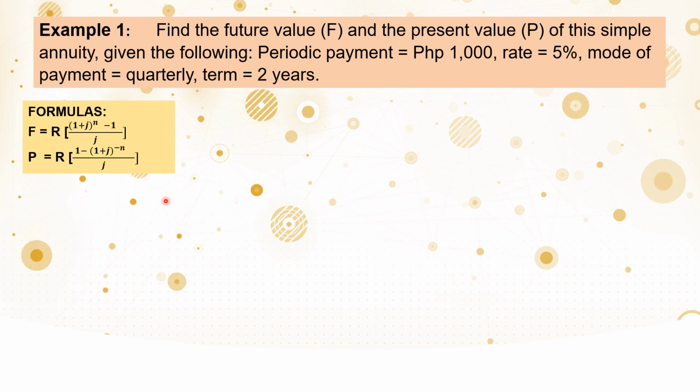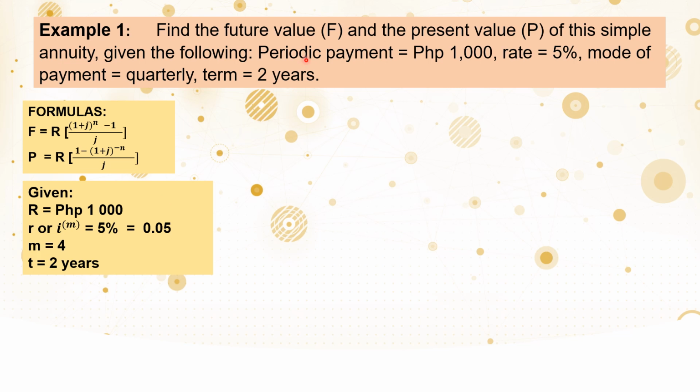So what are the given in the problem? We have periodic payment or R is 1,000 pesos. Our rate is 5%. 5% must be written into decimal, so just move the decimal point twice to the left. So we have now 0.05. And the mode of payment or our m is quarterly, so our m now is equal to 4. And the time or term is 2 years.